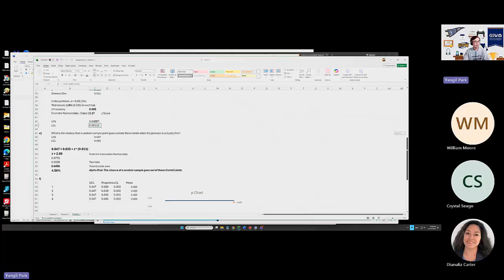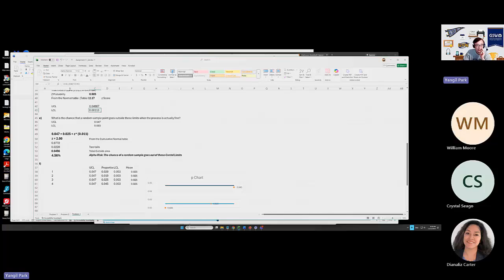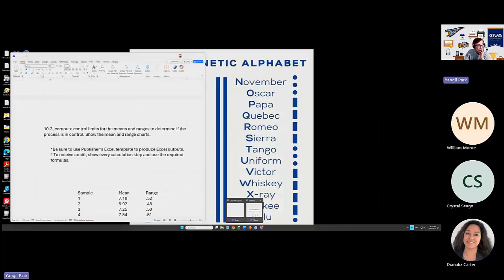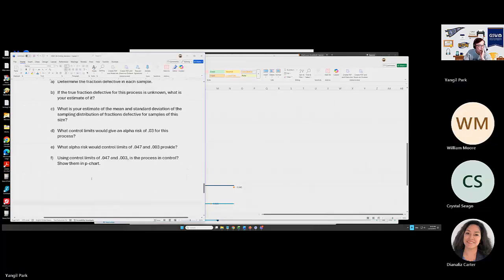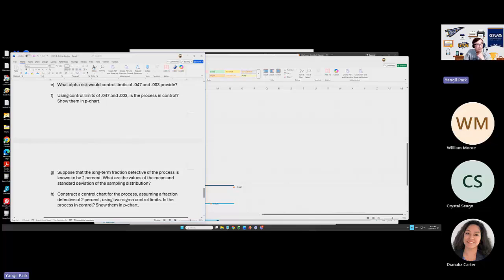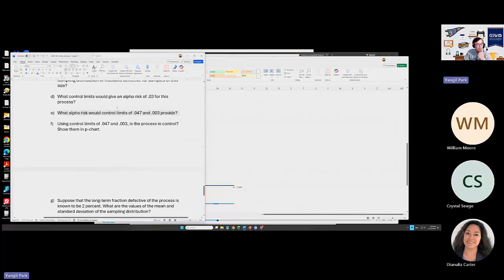Step E. What is the chance? Let's take a look at the actual wording for that. Step E. What alpha risk would the control limit of 0.047 and 0.003 have? So they're asking the other way around, right? So in step D, they're giving the alpha level, then we find the control limit. But this time they give you the control limit, then we need to find the alpha risk, alpha level.